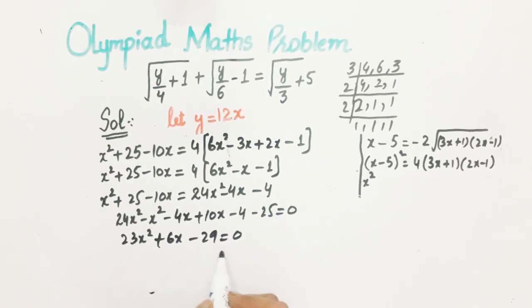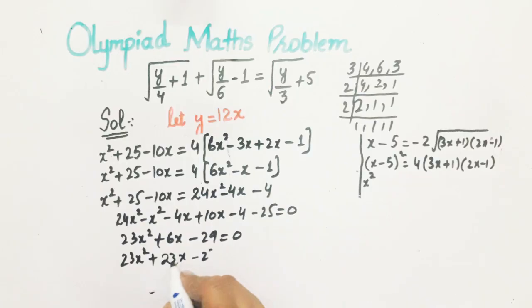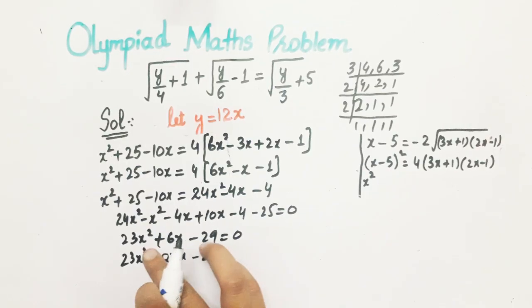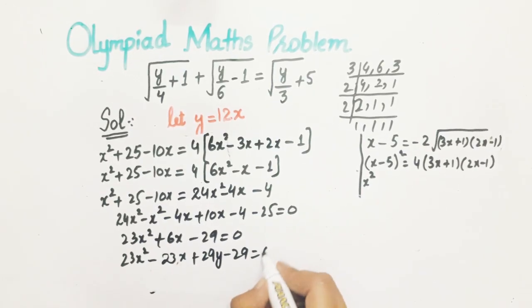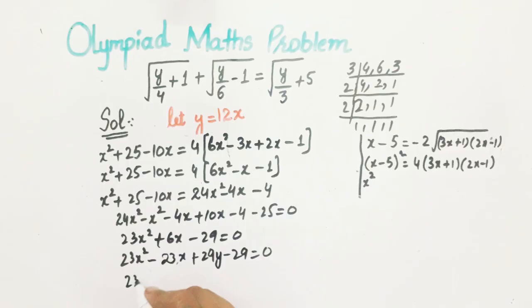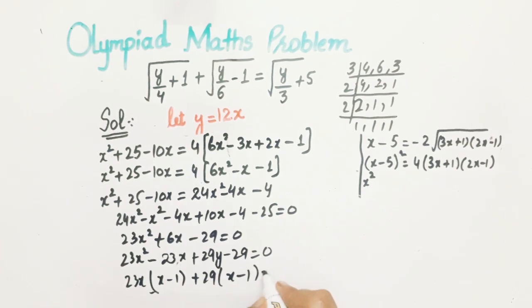Now we solve this further as 23x square plus 29x minus 23x first, then we use the minus sign. And the next one is 29x minus 29 equals 0. Take 23x common, remaining is x minus 1, plus 29, remaining is x minus 1, equals 0.